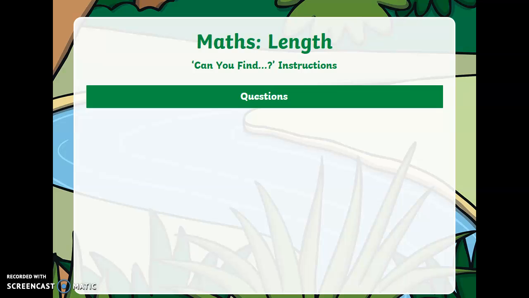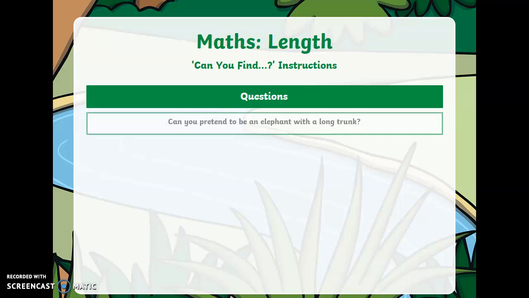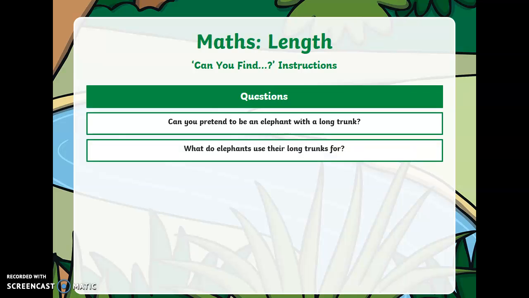Okay, here are some questions that I would like you to answer with your grown-up. Or things I'd like you to do. Can you pretend to be an elephant with a long trunk? You could use an object, or you could use your arm, or if you're really creative, you could even make a long trunk. Can you find out what elephants use their long trunks for?